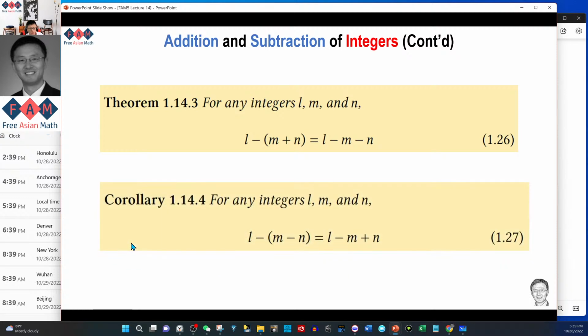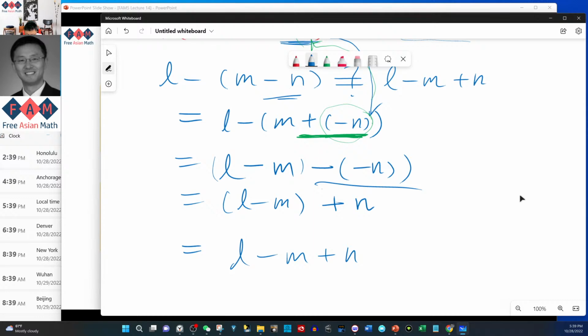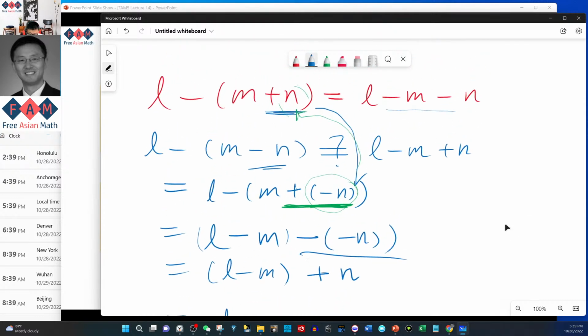And this is the corollary. You can see that the reason we call this a corollary rather than a theorem is because we can actually use the earlier theorem in a very convenient way. It makes this result actually trivial. It's just a direct result from the earlier theorem.